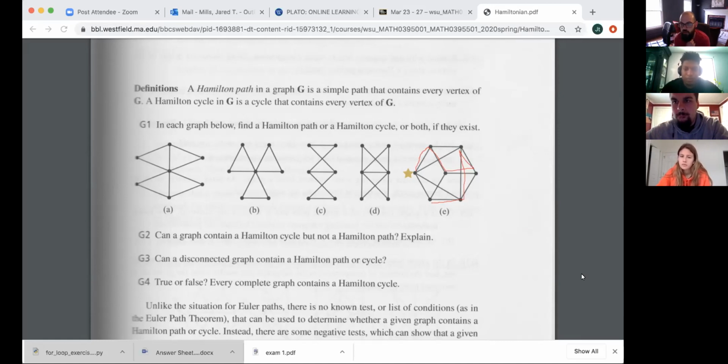Now, Kirsten, with the one that you drew, can you find a Hamiltonian cycle? Yeah, if you just connect this. Right, you would just connect that last edge, right? So those are already adjacent. So can I erase other people's stuff on this?